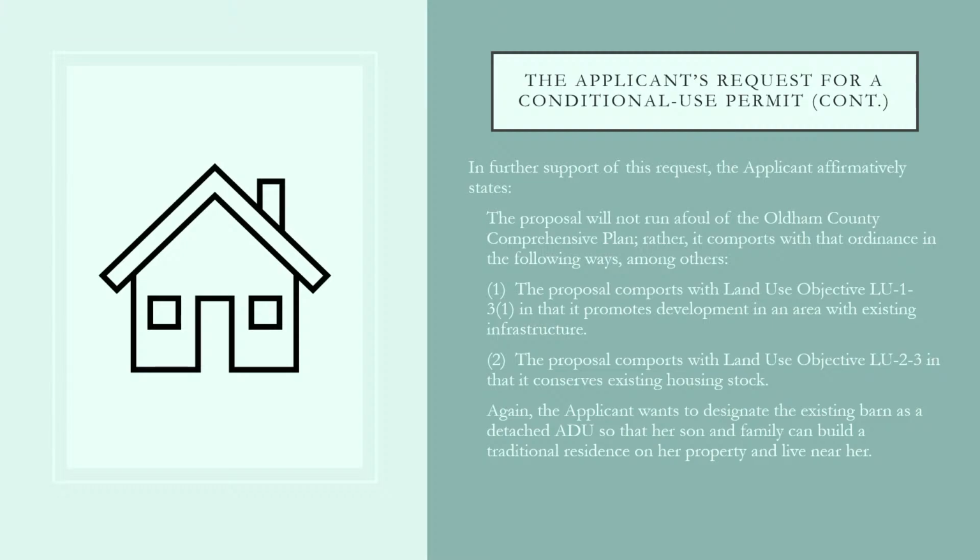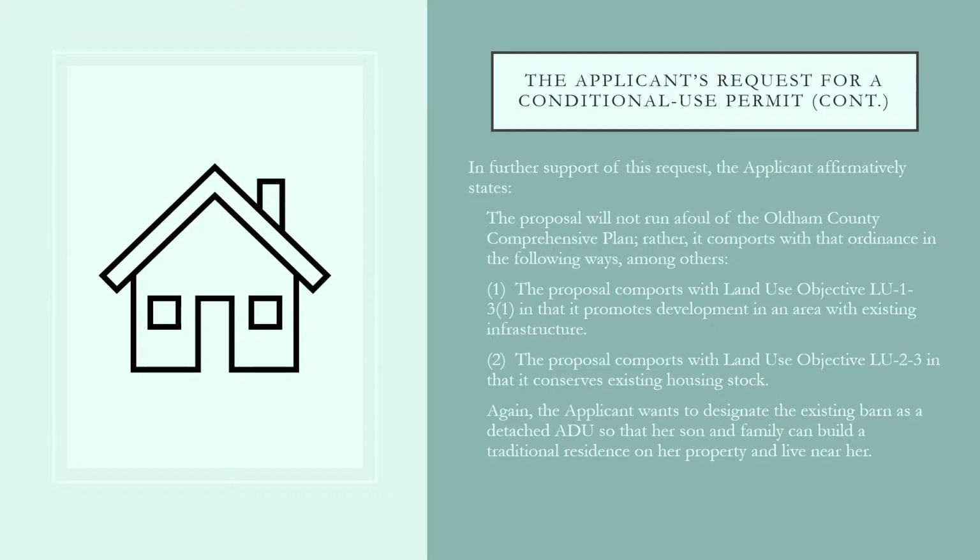In further support, just for everyone's benefit, it doesn't run afoul of the comprehensive plan. It actually comports with the comprehensive plan, we would argue, in a number of ways, but I'll highlight two of them for you. The first one is it comports with land use objective LU-1-3 sub 1, in that it promotes development in an area with existing infrastructure. Again, we're talking about a barn that's already there. We're just trying to convert its status, if you will, from a residence to an accessory dwelling unit. And then the second one comports with land use objective LU-2-3, in that it conserves existing housing stock.